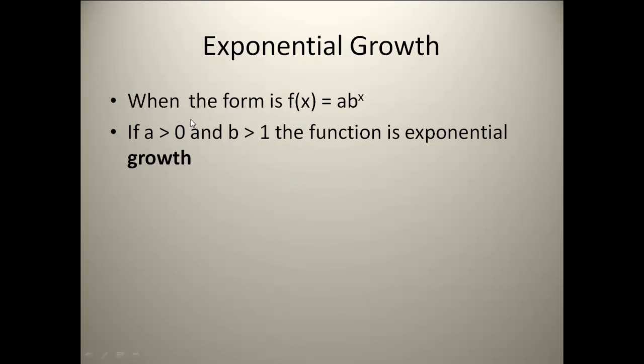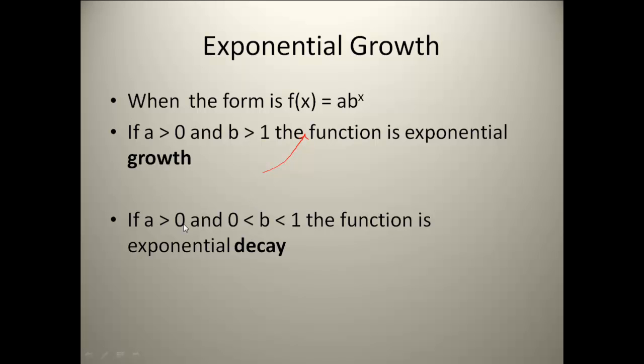Okay, now when we have f of x is equal to a times b to the x, if a is greater than 0 and b is greater than 1, we get what's called exponential growth. And basically that means our function is going to be increasing as we go to the right. It's going to be growing. Now, if a is greater than 0 but b is between 0 and 1, then we're going to have exponential decay, and we will talk about that in a later video.